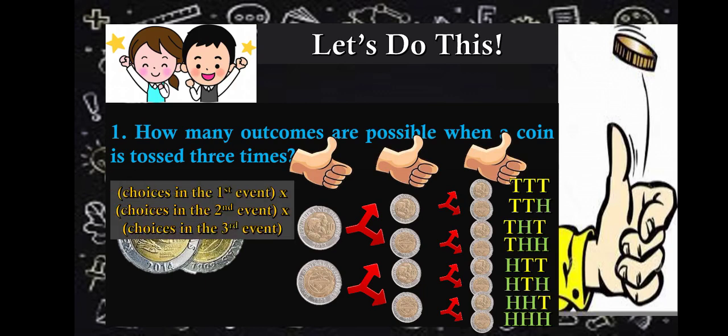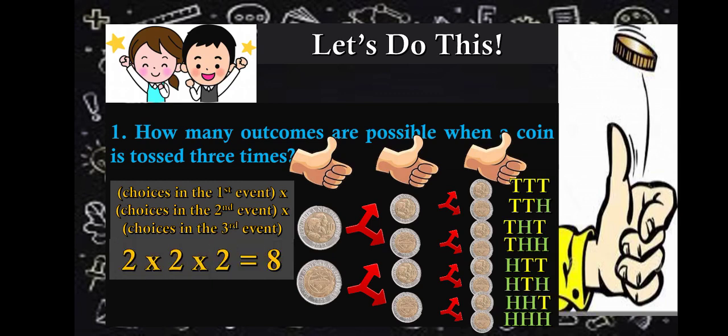So, using the fundamental principle of counting, choices in the first event, we have only two. There are only two choices in the first toss, times the choices in the second toss, which is also two, times the choices in the third event, which is also two. That gives us a product of eight. So that means there are eight possible outcomes when tossing a coin three times. That is the answer, eight.